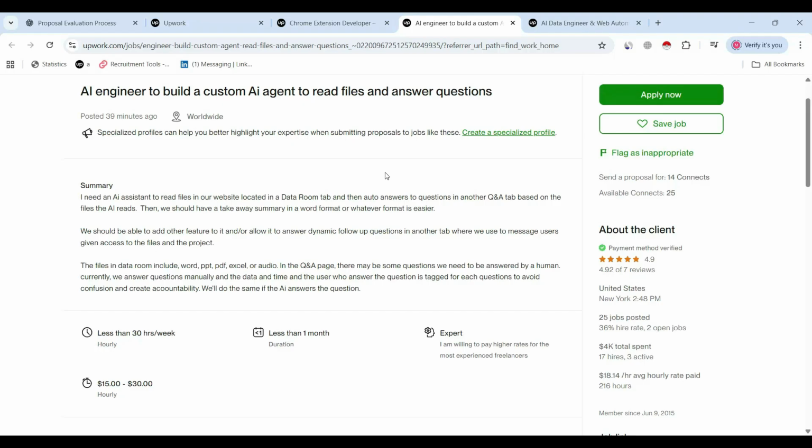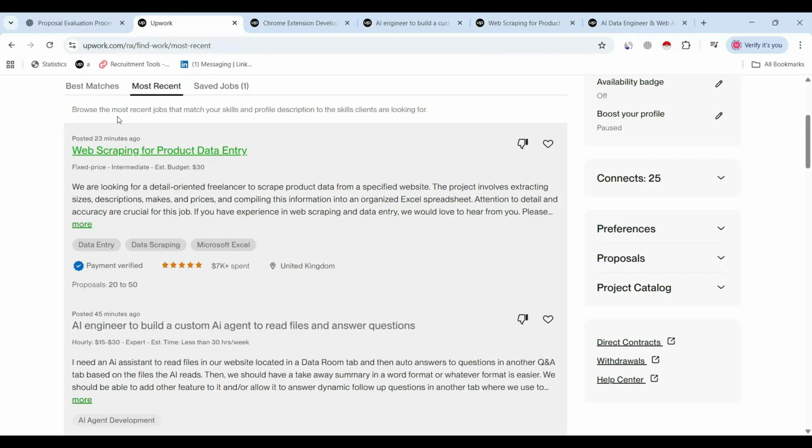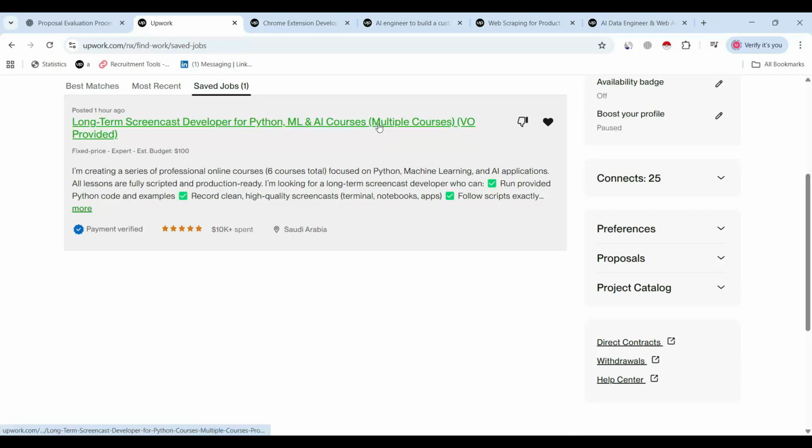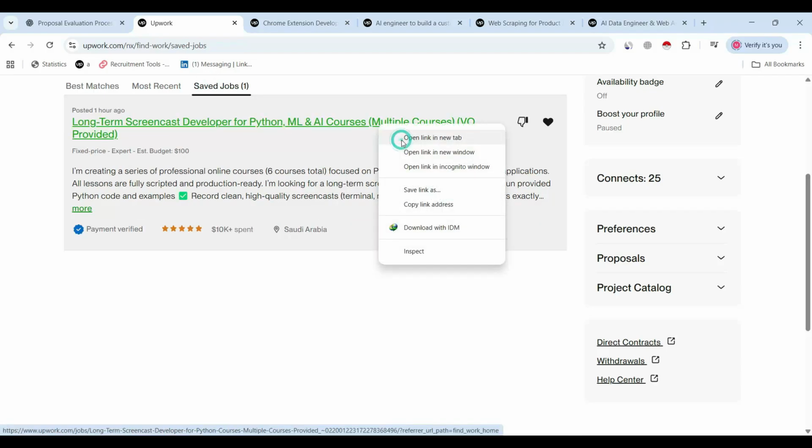Smart freelancers do not chase every job. They focus on high clarity opportunities that match their skill sets. So instead of spending our connects here, let's move on and explore a better opportunity. For this, I have already saved a job for reference. Let's open it in a new tab and do a quick client analysis.